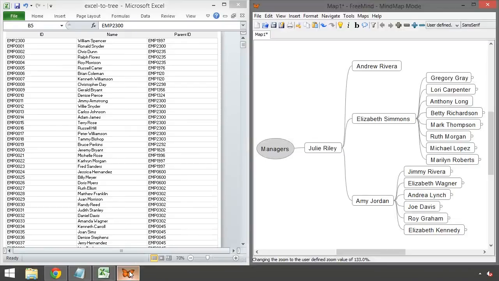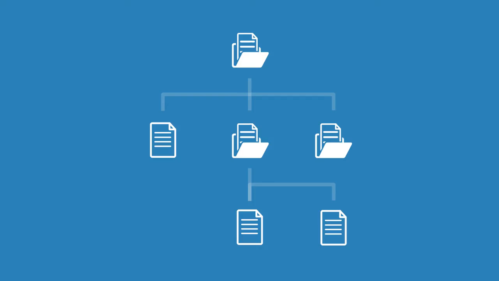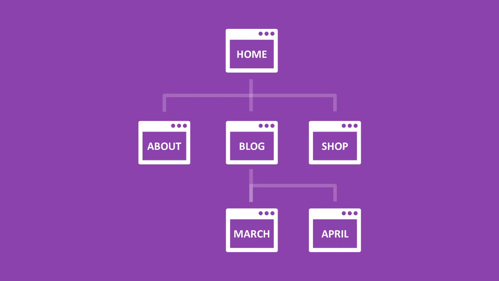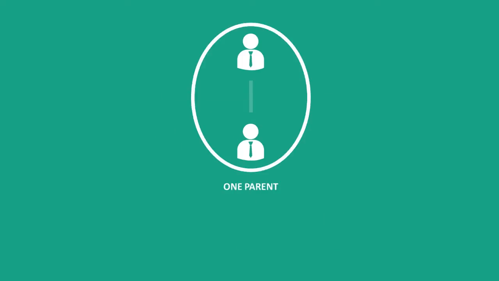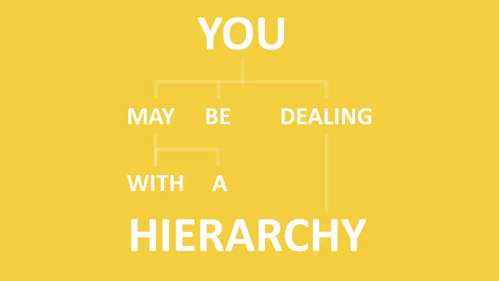Some examples of hierarchical data include the folder structure on your computer, the structure of a website, or the reporting structure at your workplace. What is common in these examples is that they are a collection of items, and each item is part of a tree-like structure with only one parent. If this is true for the data you're working with currently, then you may be dealing with a hierarchy and you can apply the techniques described in this tutorial.